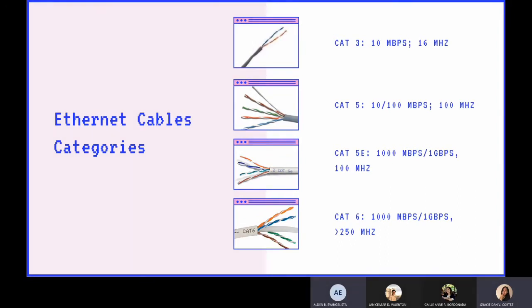So for Cat1, this is not recognized by the TIA. It is the form of wiring that is used for standard telephone wiring, or for ISDN. Second is the Cat2. This is not recognized by the TIA. It was the form of wiring that was used for 4 Mbit token ring networks.